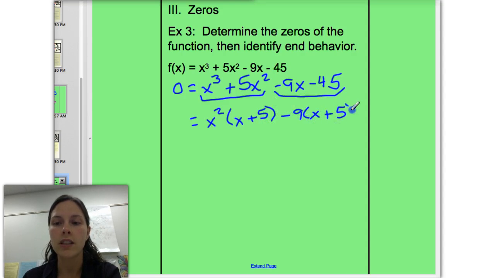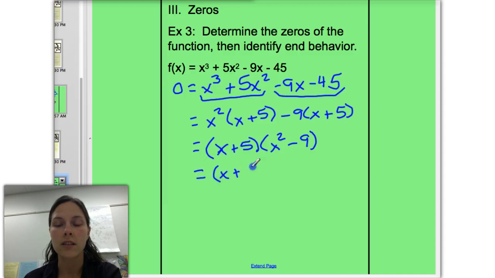So our goal is always to get these binomials here to match. Once they match, that becomes our GCF. We're going to factor out our x plus 5. And what's left from the first term when we cancel out this x plus 5 is x squared. Canceling out the x plus 5 from the second term, we have a minus 9. Now in this case, we can continue factoring because this x squared minus 9 is a difference of squares, and we're going to factor it into conjugates.